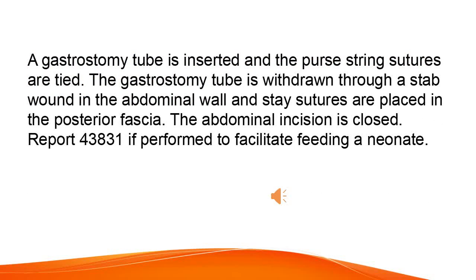A gastrostomy tube is inserted and the purse string sutures are tied. The gastrostomy tube is withdrawn through a stab wound in the abdominal wall and stay sutures are placed in the posterior fascia. The abdominal incision is closed. Report 43,831 if performed to facilitate feeding a neonate.